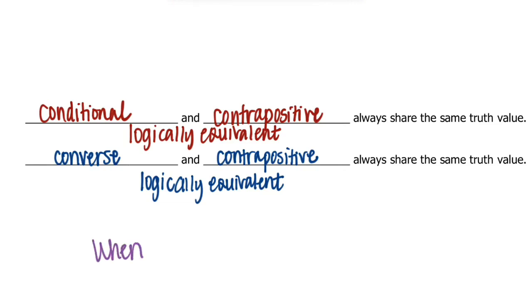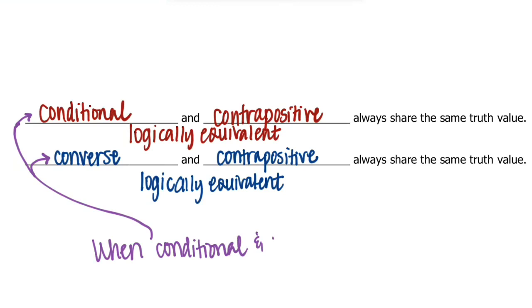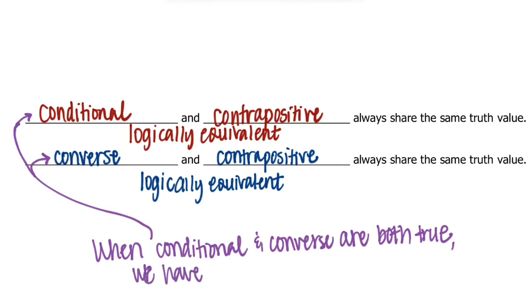And then, of course, we know that when the conditional and the converse are both true, you know what's coming. What's coming? Because we've been over this. We have a biconditional statement.